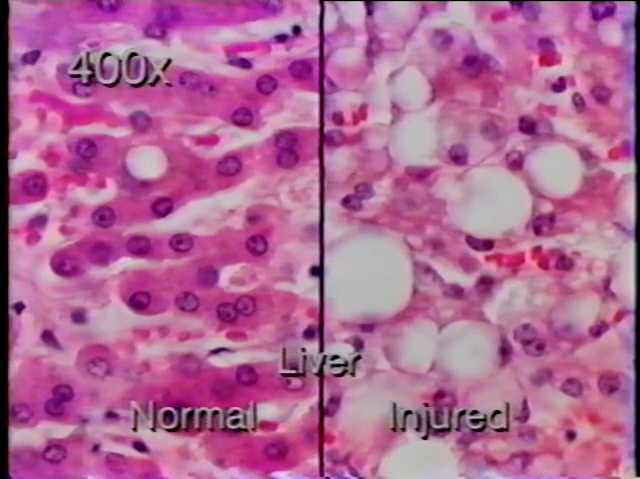To give you an opportunity to compare normal and injured liver cells, this frame shows normal cells on the left and injured cells filled with lipid on the right. Note that the nuclei on the left are round and centered. On the right, they are displaced to the periphery by large fat globules. It is not difficult to imagine that a cell such as this one might have problems in carrying on normal functions. In fact, if such severe fat accumulation affected large numbers of cells, clinical signs of liver dysfunction would be present.